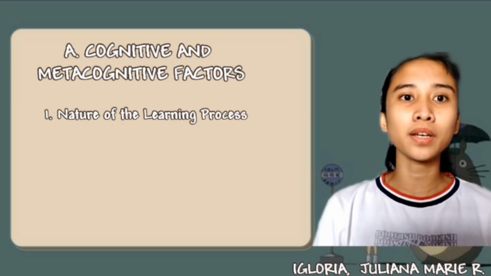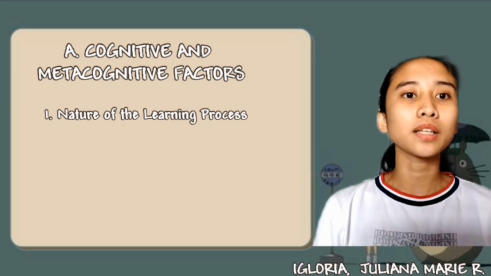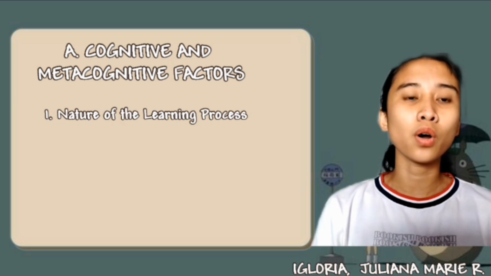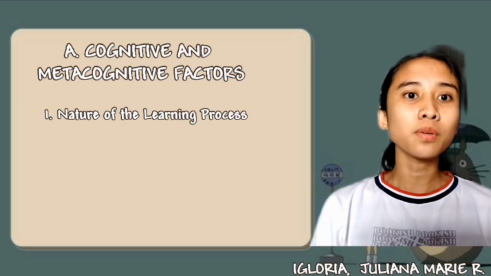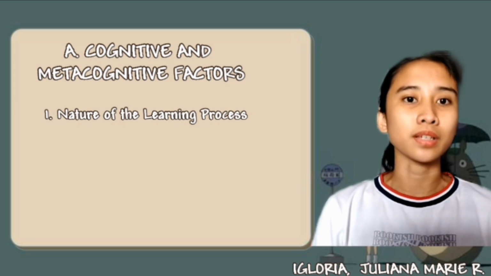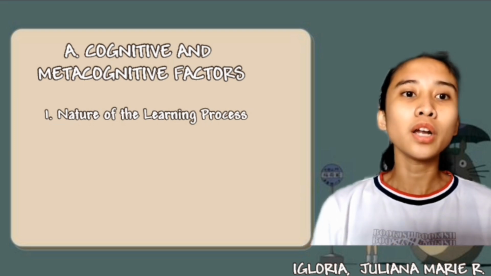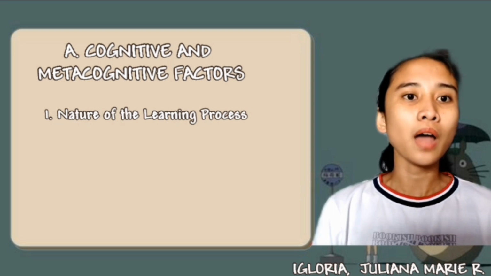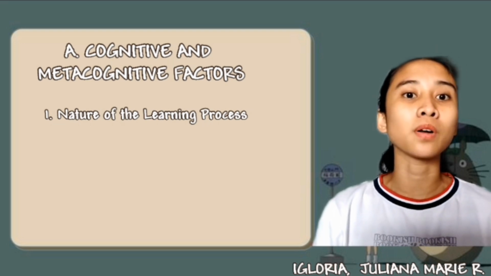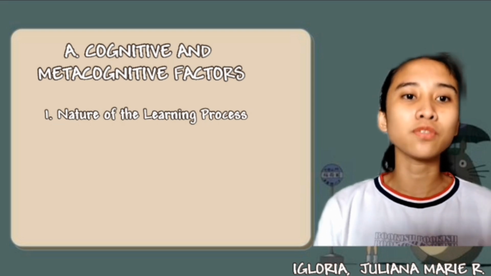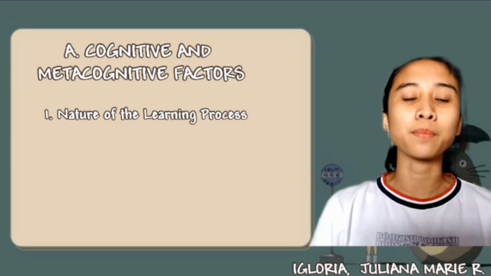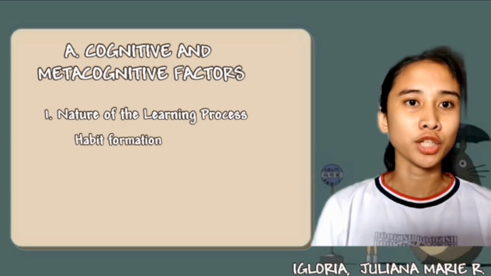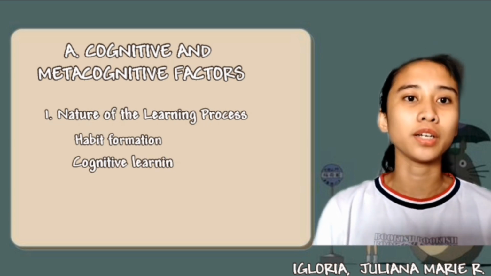Learning is most effective when students actively construct meaning from information and experiences. So, learning is not passive. Students must actively construct meaning from experiences and information. There are different types of learning. Actually, we have habit formation and cognitive learning.